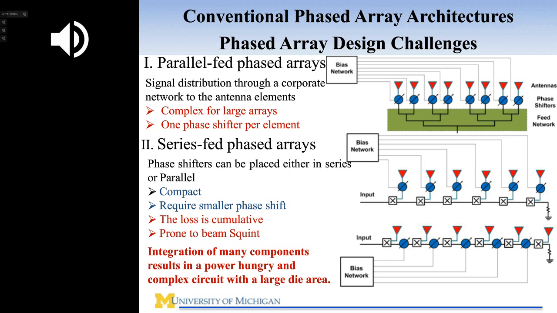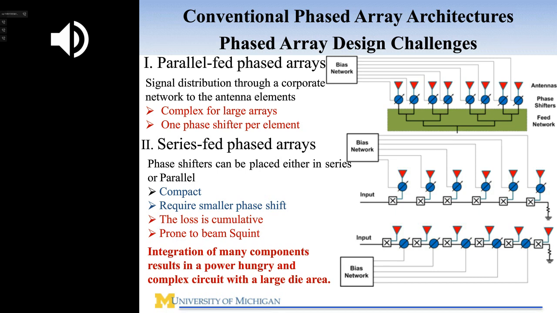of phase arrays. In general, conventional phase array architectures can be divided into two groups. One, parallel-fed phase arrays. On the right side, in green, you can see the feed network. In this case, a corporate feed network is used, which equally divides the signal among antenna elements. But before the signal is injected to each antenna, you have a number of phase shifters. Typically, of course, you also have amplifiers and power amplifiers. In this case, for simplicity, they have been neglected. And by changing the progressive phase shift using phase shifters, one can scan the beam.